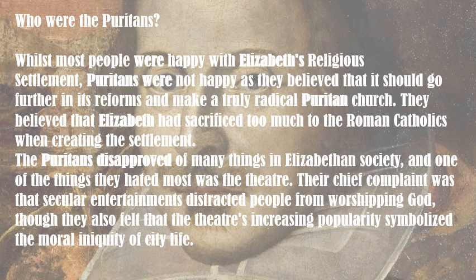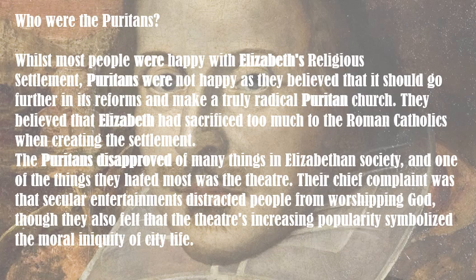Well, most people were happy with Elizabeth's religious settlement. So Elizabeth is the queen, who was queen at the time. Puritans were not happy as they believed it should go further in its reforms and make a truly radical Puritan church. So they wanted their pure, completely devoted Christian church to be the main religion of the UK.